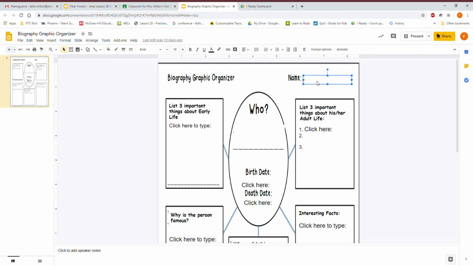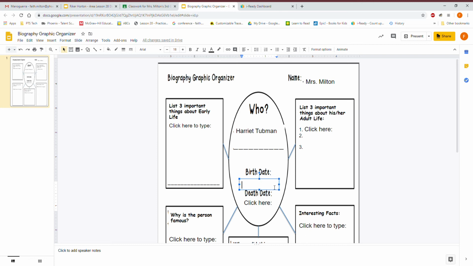So the first thing you're going to do is double click up here and write your name. After you write your name, you're going to come over here and double click here. This is where you're going to write the person that you are researching. I am researching Harriet Tubman, so I'm going to put her name right there. Right here it says birth date. You may need to pause the video and go find your person's birth date and write it down.